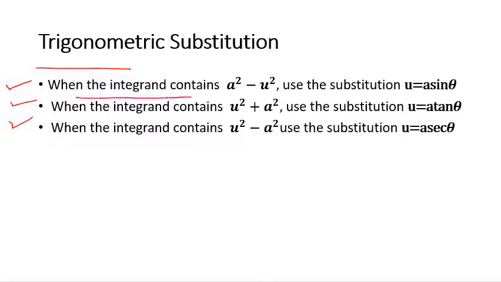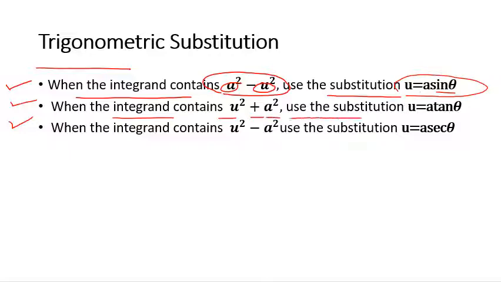First, when the integrand contains this kind of value, where a will be your constant value and u will be your variable: if the integrand contains a squared minus u squared, you use the substitution u is equal to a sine theta. When the integrand contains u squared plus a squared, use the substitution u is equal to a tan theta. When the integrand contains u squared minus a squared, use the substitution u is equal to a secant theta.